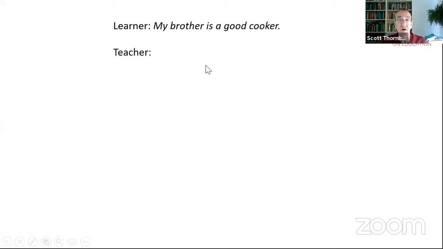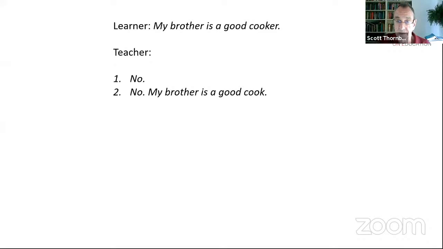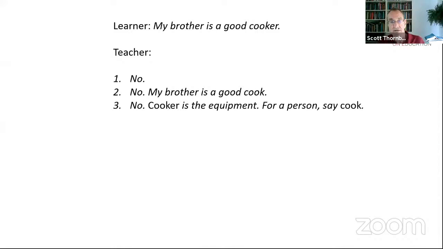So the teacher could say something like, no. Yeah, give a clear signal that there's a mistake. It's pretty negative. It's not very helpful. Or he could say no and provide the correct form. Yeah, my brother was a good cook. So the very clear message that there's something wrong and this is how it's corrected. Or a variation of that might be to give some kind of explanation. No, cooker is the equipment, the thing in the kitchen. For a person, you say cook. Yeah? So again, a clear and explicit feedback, turning the error into a kind of teaching point.